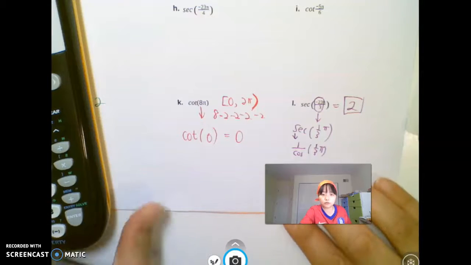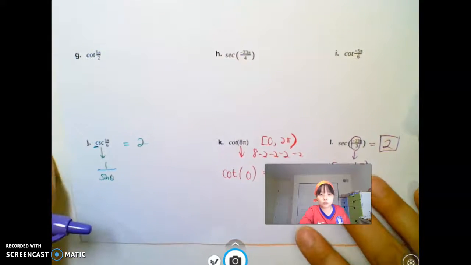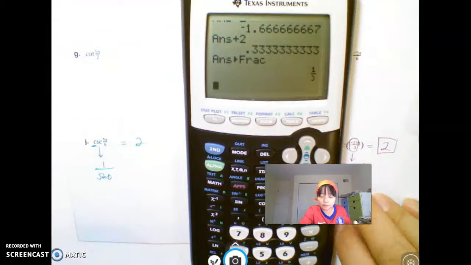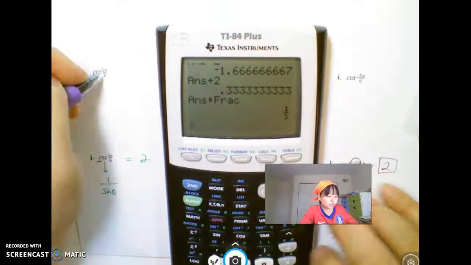So the bottom row was 2, 0, 2. I guess I should do more because I want to see if there's more I have to do. What do you call that? Rationalize, yes. Let's try G.